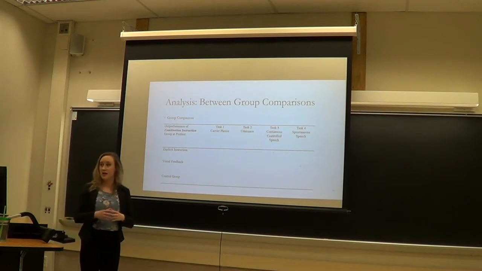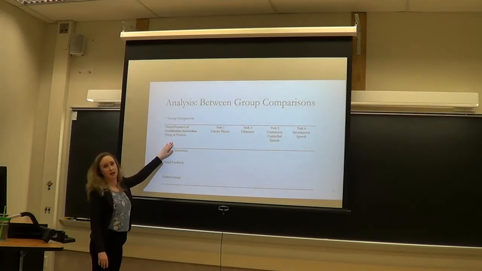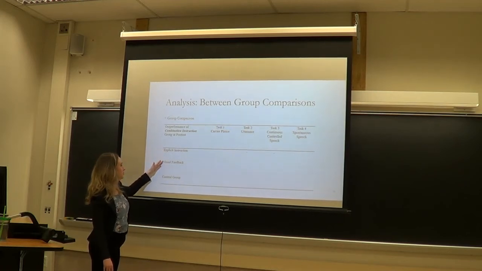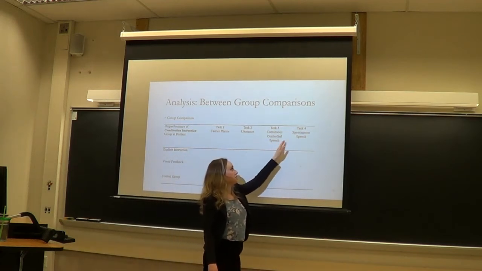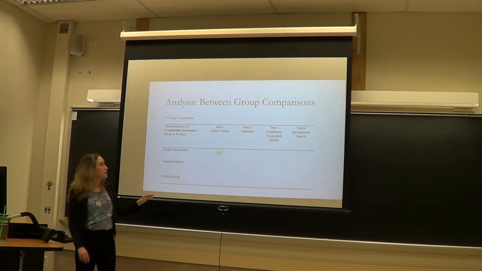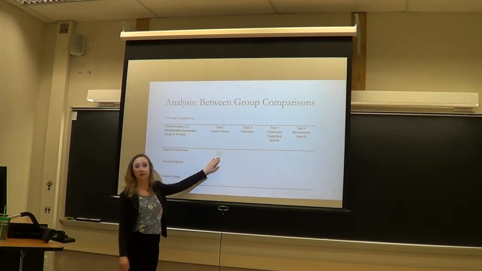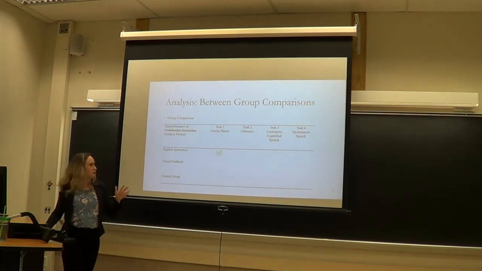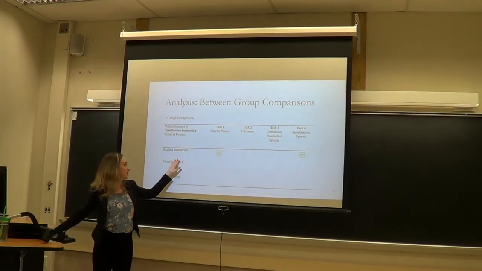Okay, so now we're going to do a between group comparison. So we're going to look at the combination instruction group and see how they compare, or how they performed in comparison to the explicit instruction group, visual feedback, and control group for task 1, 2, 3, and 4. So first thing we see, the combination instruction group actually significantly did better than the explicit instruction group, and this is represented by this green check mark. For task 2 and 3, they performed about the same, but also for task 4, combination outperforms explicit instruction.